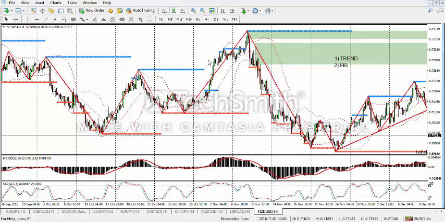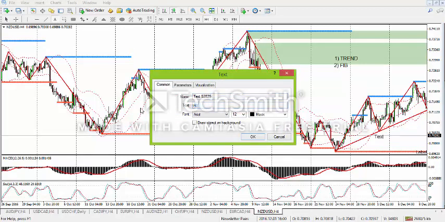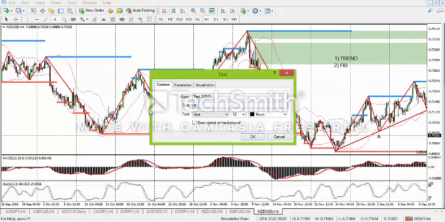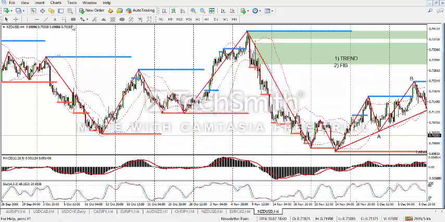Now in an uptrend, your A point is going to be your high low. So there we go. This is your lower low, lower high, higher low, higher high. Your B point is your higher high. There's your B. And then your C point is what you're going to need to do with Fibonacci. So Fibonacci, draw it from point A to point B. There you go, very simple.